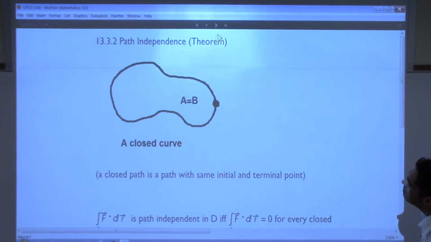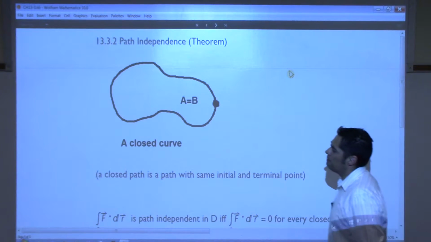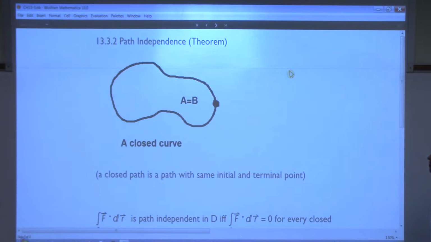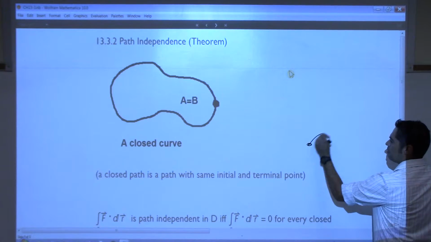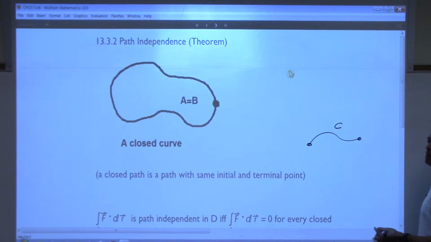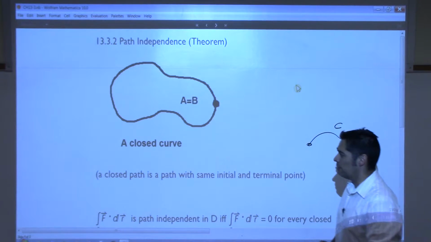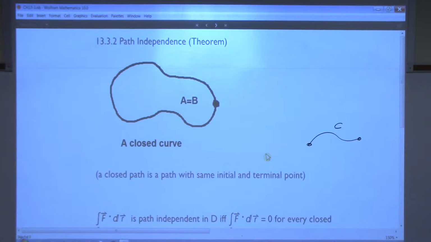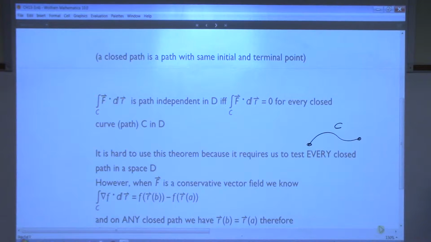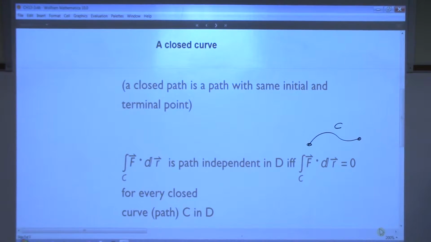All right, we have a theorem that has to do with what's called path independence. First of all, let's get something defined here. What we have drawn there is a closed curve. So instead of just having some curve C that starts at a point and ends at a point, what we want is for the starting and ending point to be the same. If we do that, then we have what's called a closed curve, or closed path. A path that has the same initial and terminal points. With that in mind, we have this theorem.